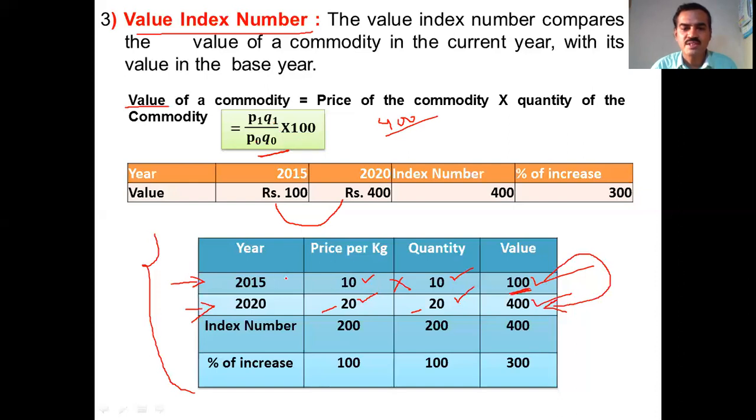The price in the base year is 10 rupees and the quantity in the base year is 10 kg. So 10 rupees into 10 kg equals 100. So 400 divided by 100, into 100, we get the index number 400. If you deduct the base 100, the rate of increase in the value is 300%. So this is how the value index number is to be calculated.